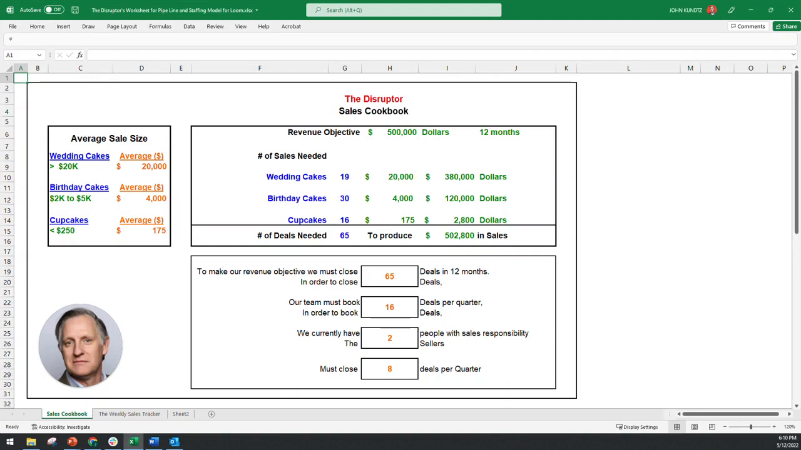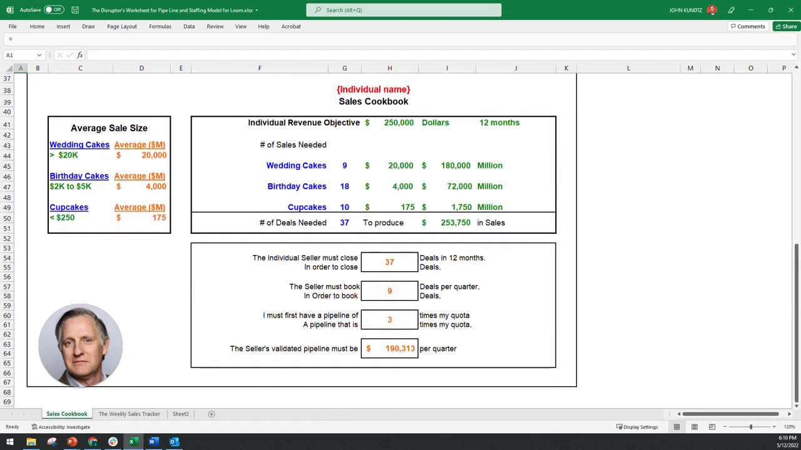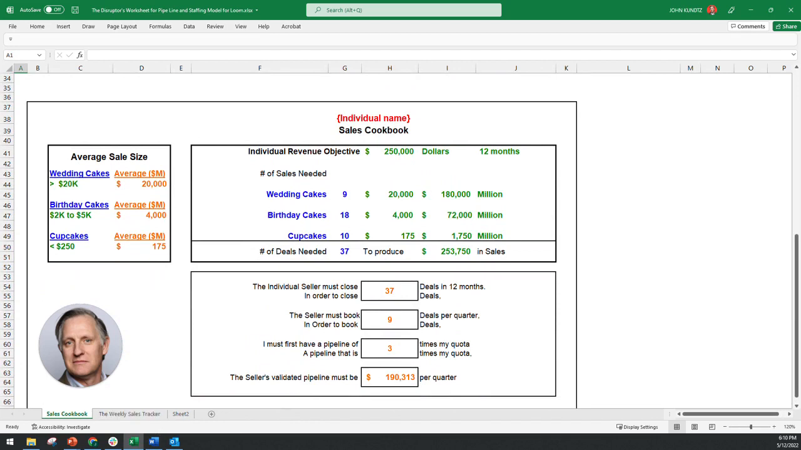And we're here for part 3 of building your sales cookbook. If you remember, in part 1 we talked about building your cookbook on the number of deals for your firm or for your company. Then we looked at going to individual cookbooks and how much pipeline each of your sales reps or the owner or the founder needs to have as part of their per quarter pipeline funnel.